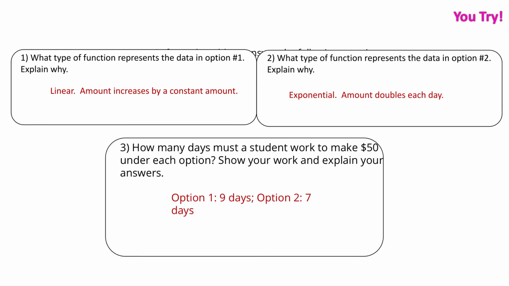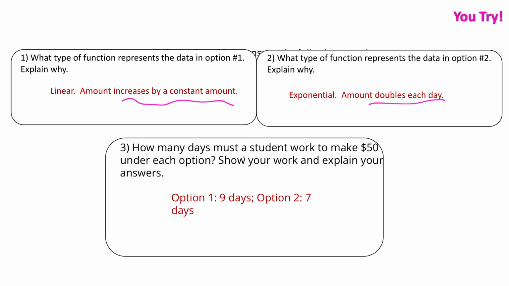So then what type of function represents the data in option 1? It's linear because the amount increases by a constant amount. Exponential for option 2 because it doubles each day. So how many days must a student work to make $50 under each option? So under option 1, they have to work 9 days. And option 2, 7 days.